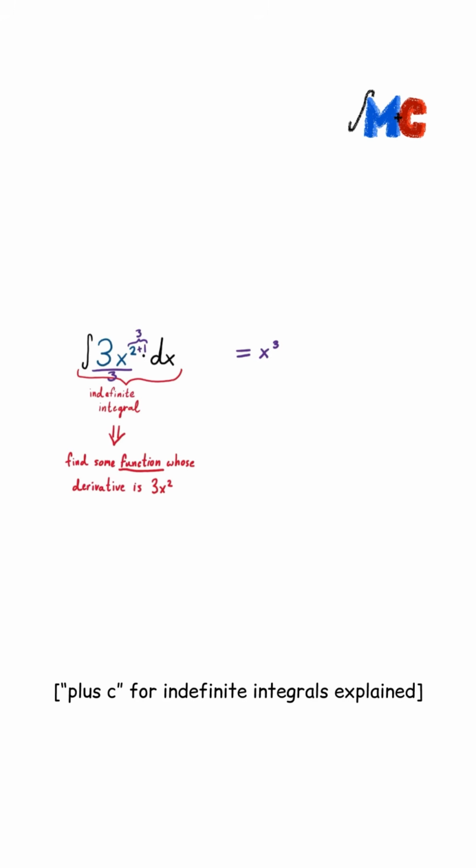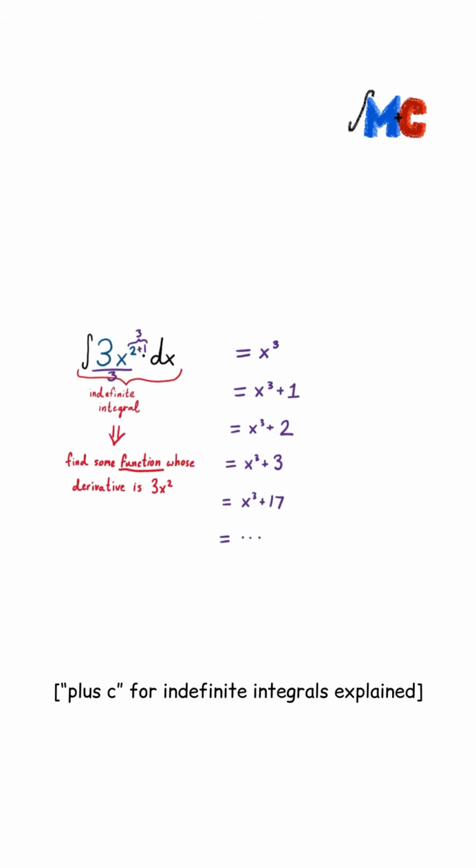However, the problem arises when we realize that there are also other functions that will give us the exact same derivative of 3x squared. One such function is x cubed plus 1, since the derivative of a constant is 0, so these two expressions have the same derivative. For that matter, x cubed plus 2 will have the same derivative, as does x cubed plus 3, as does x cubed plus 17, as does any function of the form x cubed plus some constant.